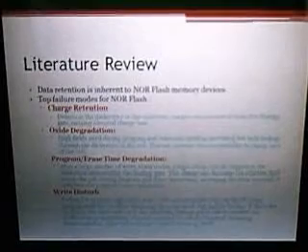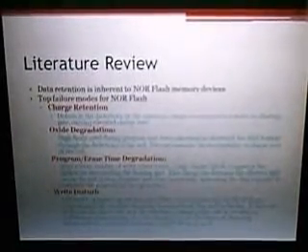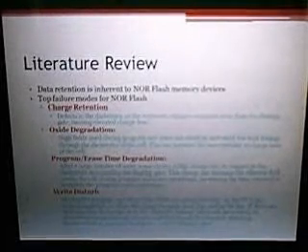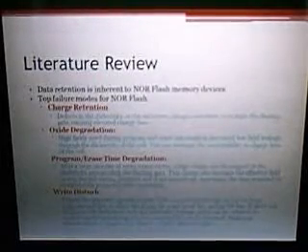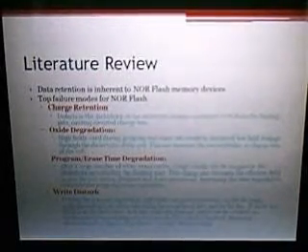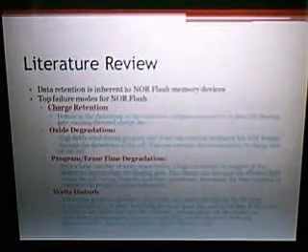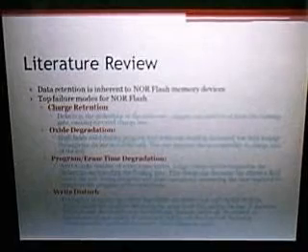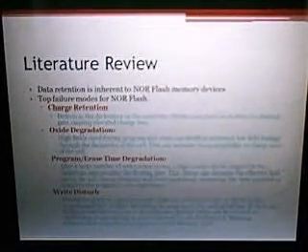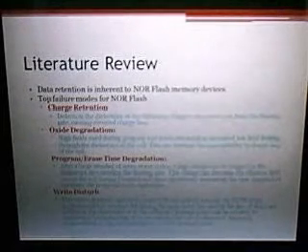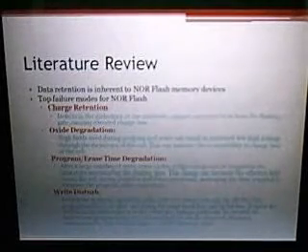So to start off with our literature review, what we found is that data retention is inherent to NOR flash memory devices. So basically, the failures that company XYZ is experiencing are actually an inherent, intrinsic type of failure common to NOR flash. That brings us to a key question that we need to keep in mind during our analysis: whether the populations that we're studying are in line with what is to be expected, or is there something else occurring that's accelerating the failure mode.